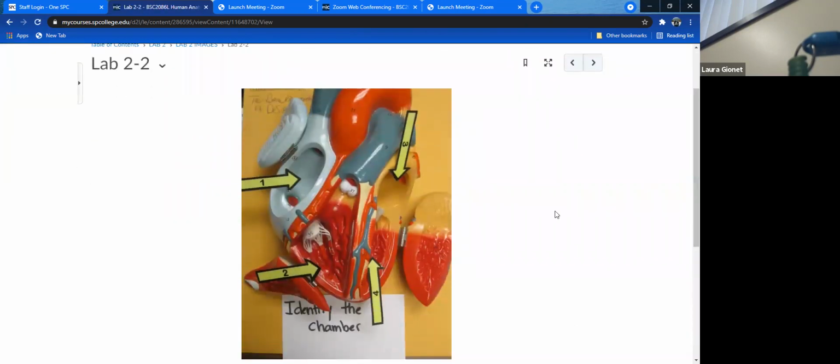Okay, now we're looking at chambers. So we're looking at the front of somebody. The blue structures here, 1 and 2, are the right side of the heart, and 3 and 4 are pointing to the left side of the heart. So picture the heart sitting in your chest. The blue numbers 1 and 2 would be on your right side, pointing toward your sternum, and 3 and 4 would be the left side. So we have right atrium, right ventricle, left atrium, left ventricle.